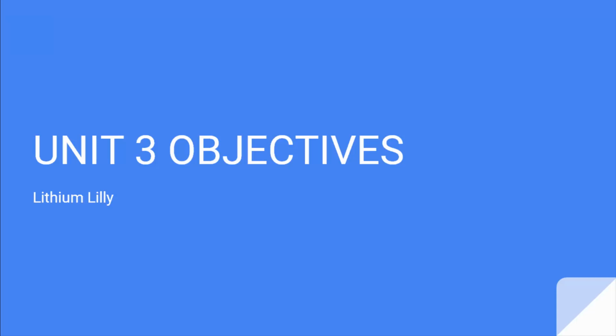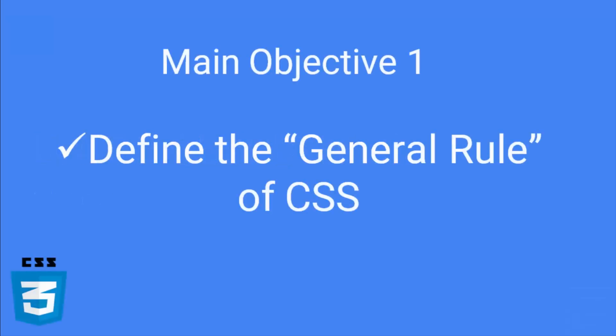So we have 5 main objectives in this unit. The first one is I want you to understand how to write valid CSS files, following what I like to call a general rule of CSS.